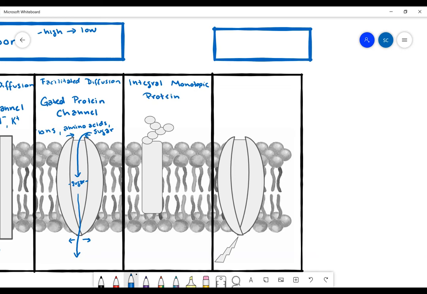So again, this protein does not have anything to do with transport. It's just a protein that is within the membrane itself, but it is important to know that it exists in the cell membrane. So this integral monotopic protein has two main jobs that it could do, one or the other, which all come down to this cholesterol tail.